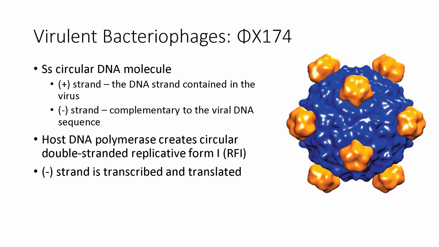ΦX174 is a virulent phage with single-stranded circular DNA. The strand within the virus is the positive strand. Host enzymes convert this into a double-stranded replicative form. The negative strand is transcribed and translated to support viral replication.